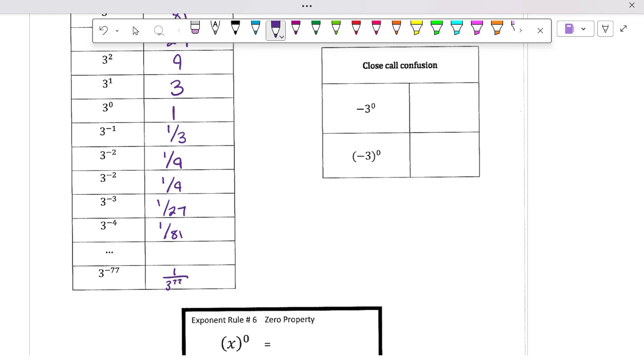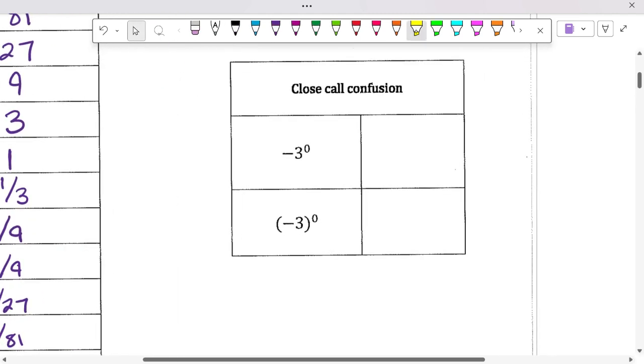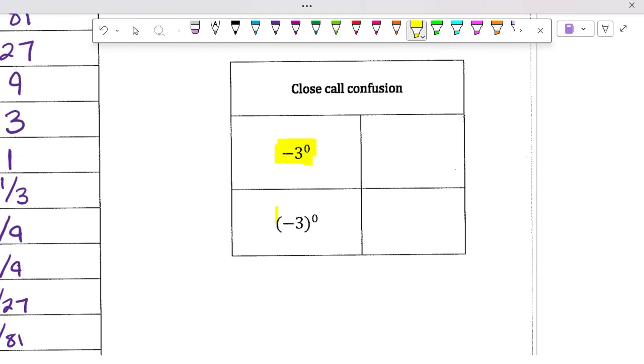Now, real quickly, look at this right here. So, this is a matter of how you put things in your calculator. What is the difference between this and this? So what do you think the top one will be equal to? So I heard negative 1, I heard 1. What do you think the bottom one would be? The bottom one is flat out 1. But this one is negative 1. Why do you think that is?